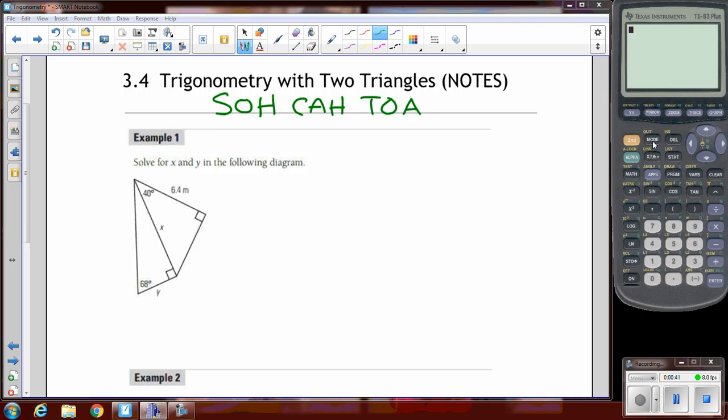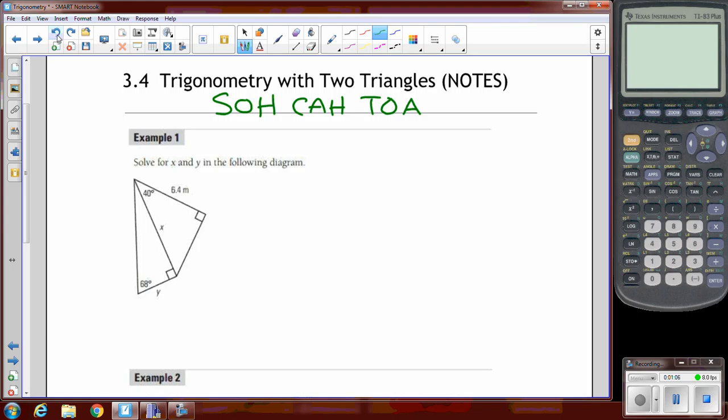So in this first example, it's saying solve for x and y, and we should be able to see there's two triangles. There's this triangle, that's a right triangle, and there's also this triangle. And it is asking us to find x and y. So where should we start? Probably with the side they share, which is this side x. That would probably help us find the information that we need.